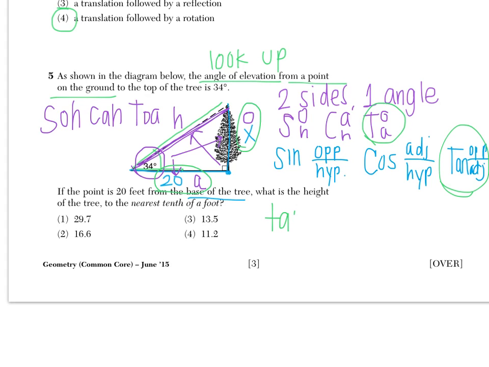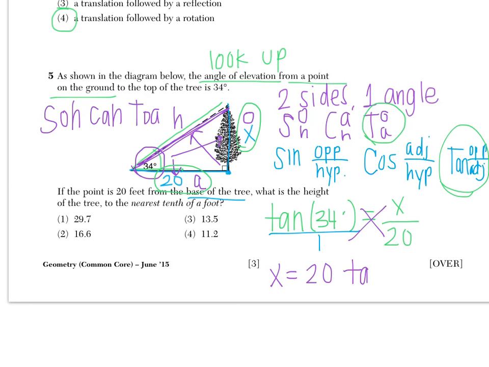So now I have tangent of the angle, 34 degrees, is equal to opposite over adjacent, x over 20. When we have a proportion, it's very helpful to put the non-fractional side into a fraction form. So just dividing by 1 would keep it the same. When we have a proportion, we get to cross multiply in order to solve. 1 times x is equal to x. And now I have 20 times tangent of 34 degrees.